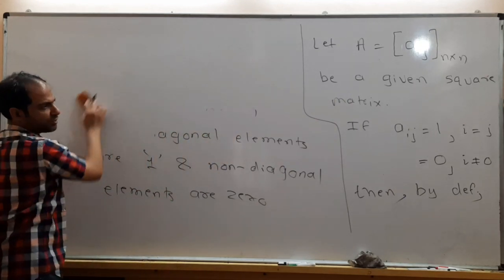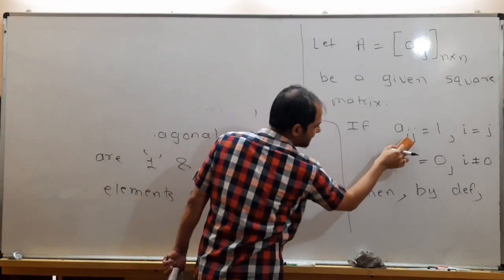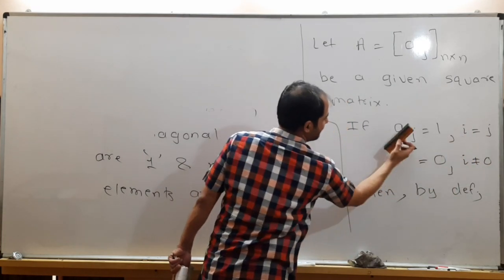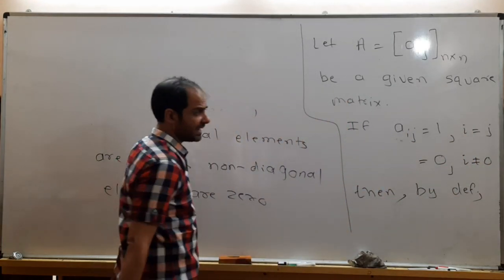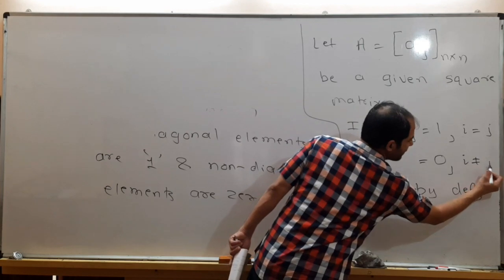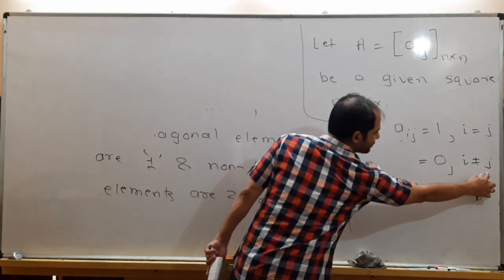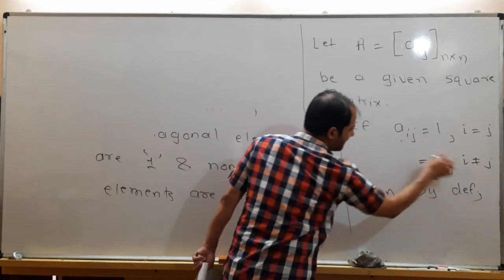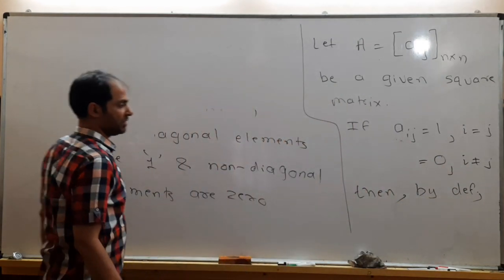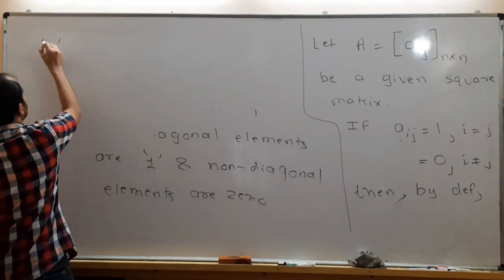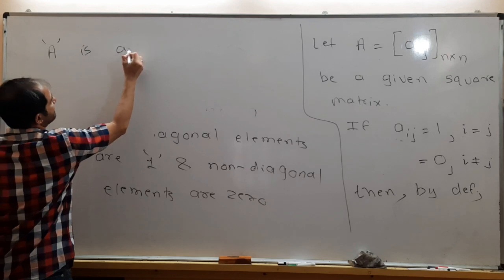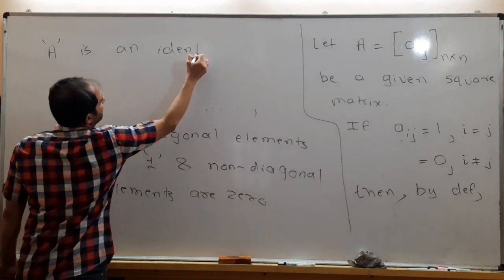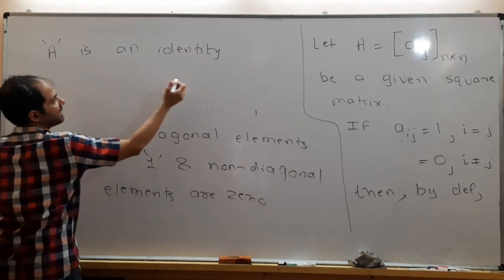Why Aij is equal to 1? Because at the diagonal places the value of i is equal to j, which we had learned yesterday. And sorry, I made a mistake over here, it should be i is not equal to j. And when i is not equal to j, means for non-diagonal elements, the value of Aij will be 0. Then A is an identity matrix.